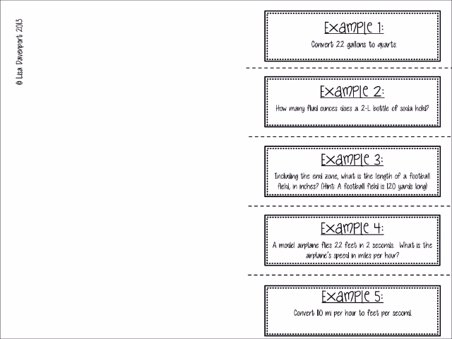So we have 5 different examples, and this is just the outside of that foldable, but we're going to work the problems on the inside. So just open up the first flap for example 1.